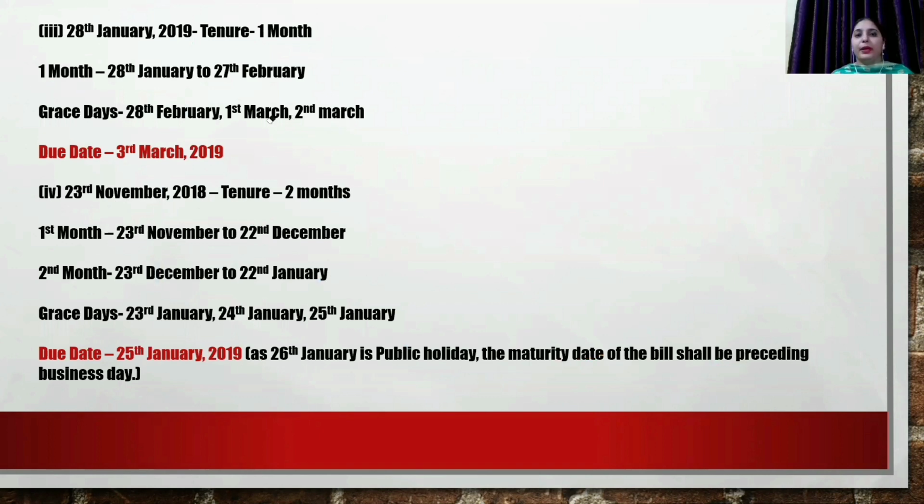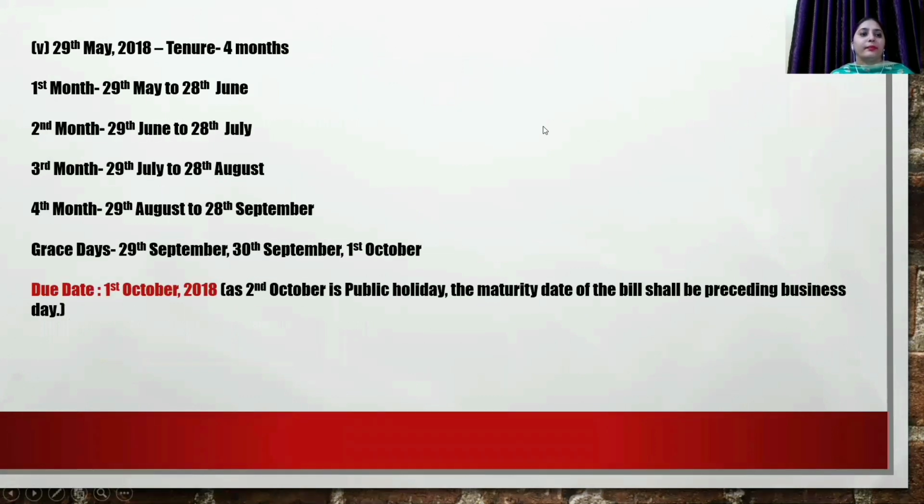Coming to our last part. Now the date of transaction is 29th May 18. Tenure is 4 months. First month will start from the date of transaction, 29th May to 28th June. Second month, 29th June to 28th July. Third month, 29th July to 28th August. Fourth month, 29th August to 28th September.